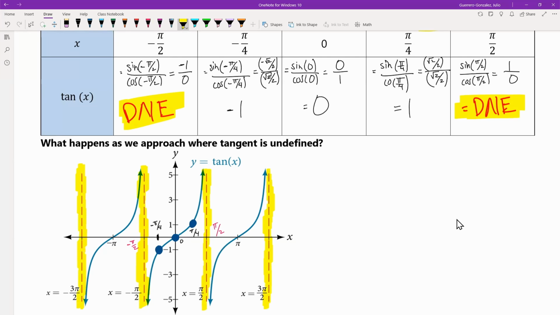There's a bunch of asymptotes that keep going in either direction, right? So why is that? Let's take a look at f of x being equal to tangent of x. We know that tangent of x is going to be equal to sine of x divided by cosine of x. Now, if you remember from chapter 3, when we were learning asymptotes, how do we find asymptotes?